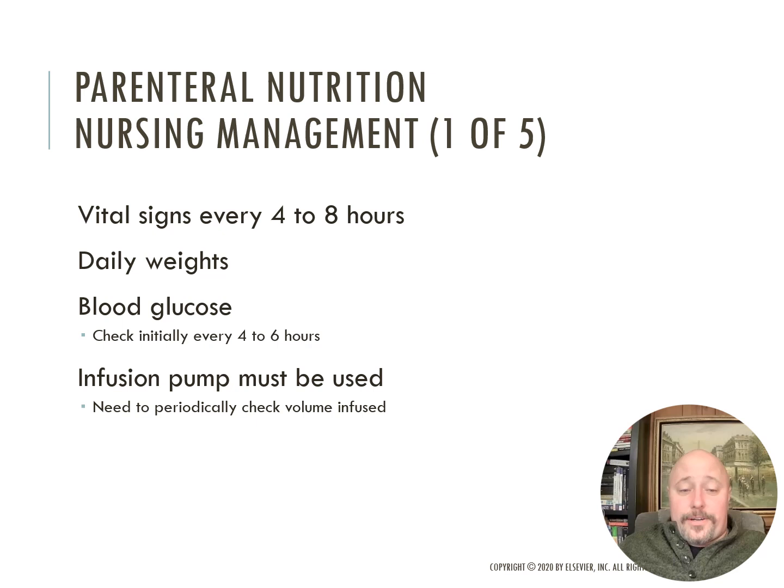Patients on parenteral nutrition are also going to be assessed very closely. Everything from regular vital signs every 4 to 8 hours, along with blood glucose checking being critical. They're going to check initially every 4 to 6 hours. Because again, you've got to think these patients are not getting their glucose from a normal diet like you or me. They're getting the sugars that they need straight into their bloodstream. And this can cause much more wild shifts than you would expect, even for a patient that's not diabetic.